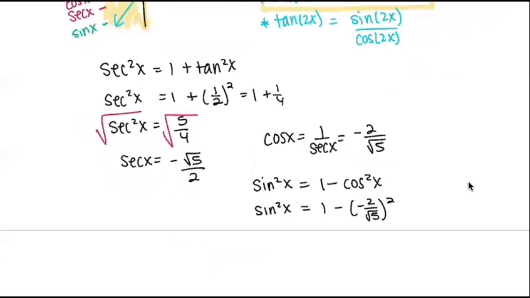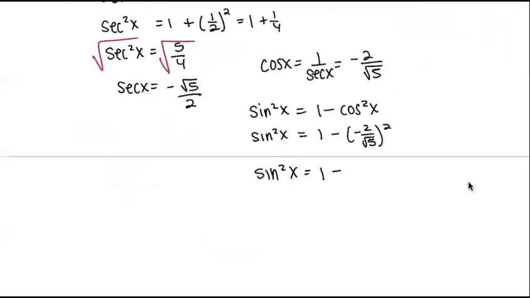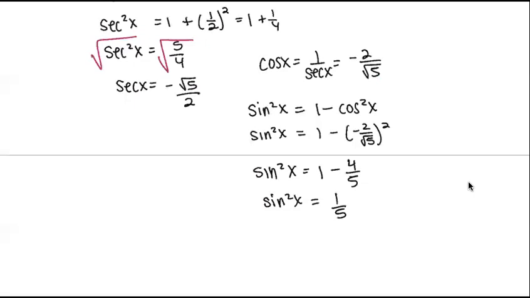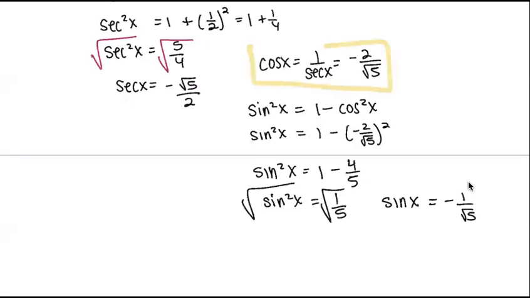So let me just finish this thought. Sine squared is 1 minus 4/5, because 2 squared is 4. So it's just the square root of 1/5, and it'll be negative because of the quadrant. Yeah, so I'm just going to box these up just as a reminder.